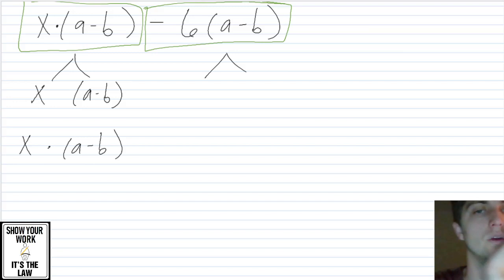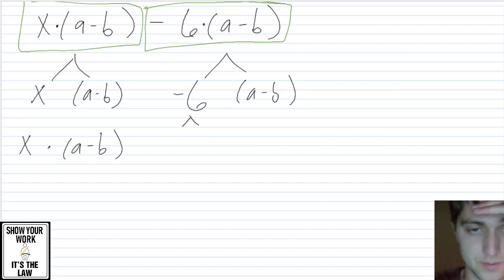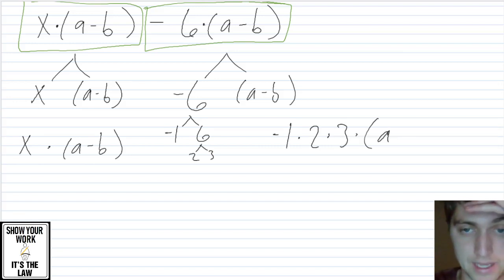Then over here, where's the multiplication happening? It's right here. So we make the split, -6, then a minus b. Okay, this can split into -1 and 6, and then that becomes 2 and 3. So over here we're left with -1 times 2 times 3 times a minus b.